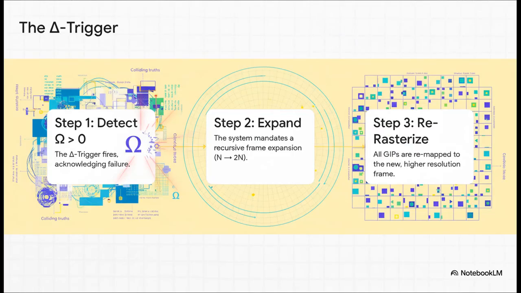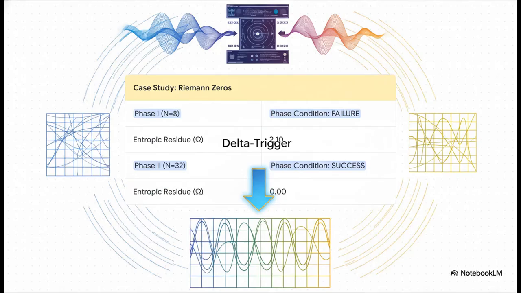It kicks off something called the delta phase. It sees the error, it acknowledges the failure, and it immediately expands its own frame of reference. The grid size, n, doubles. It basically just zooms in, creating more resolution, more space for those clashing data points to find their own unique address. And you can see this perfectly in action right here, using this super complex Riemann zeros as a test case. At a low resolution of n equals 8, the system just fails. It reports a high Omega value, but then boom, the delta trigger fires. The frame expands to n equals 32, it reruns the process, and just like that, the collisions are gone.